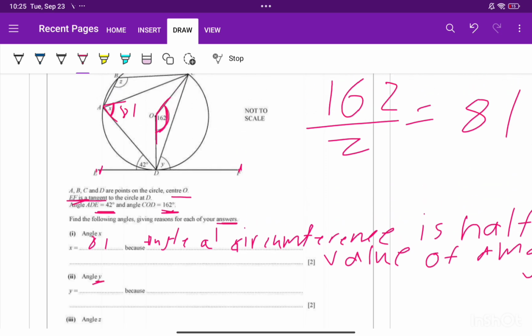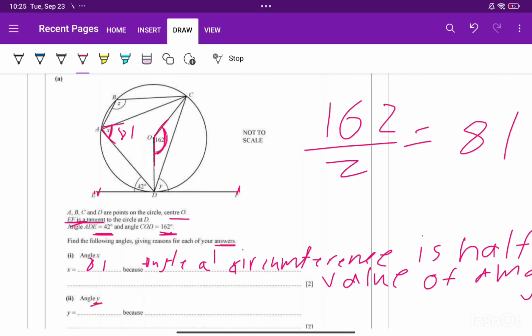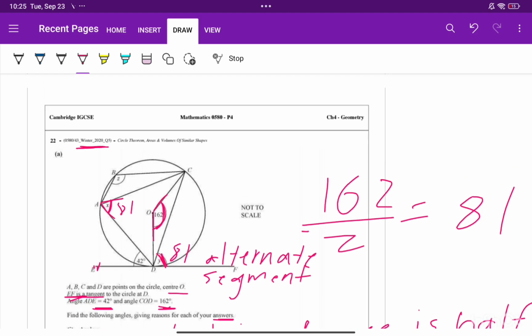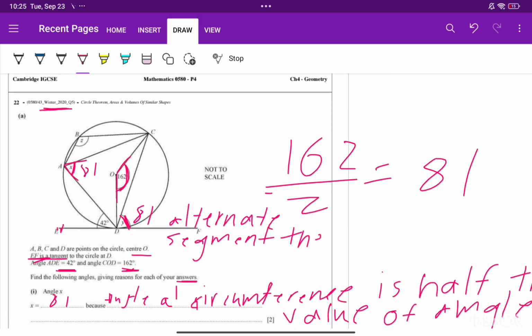Angle Y. So how to find angle Y? CAD and CD. So angle Y will also be 81 because of the alternate segment theorem. Let me rewrite this.